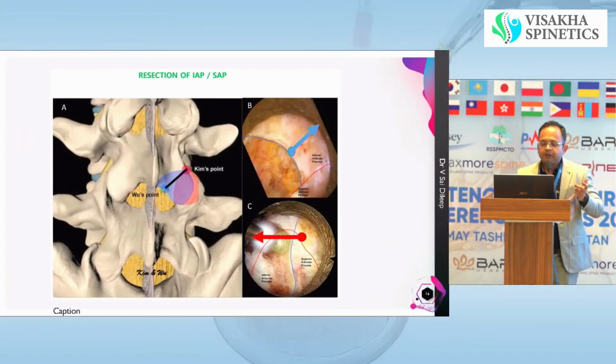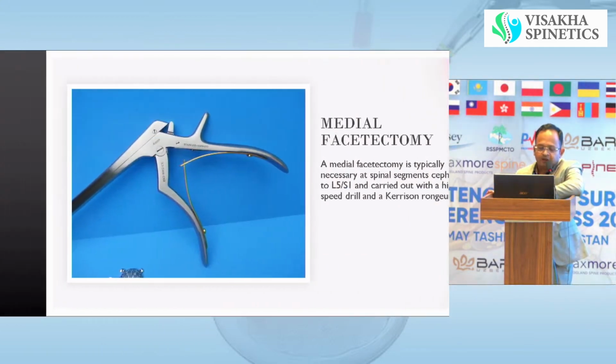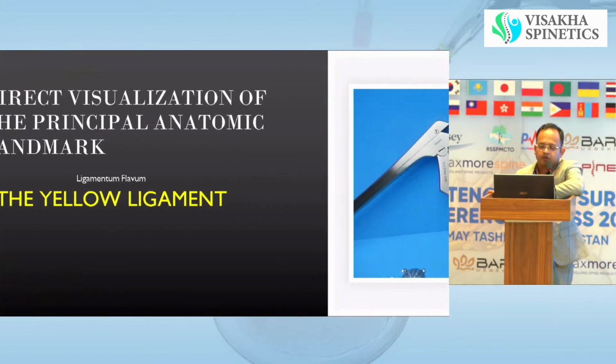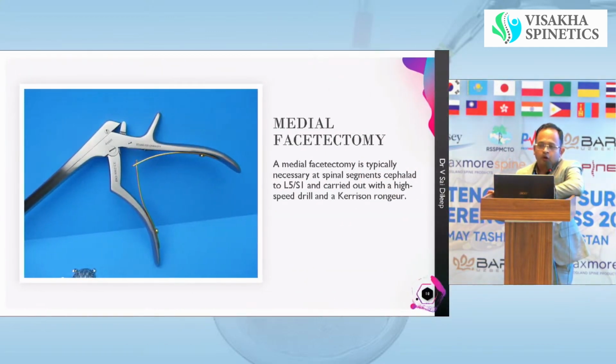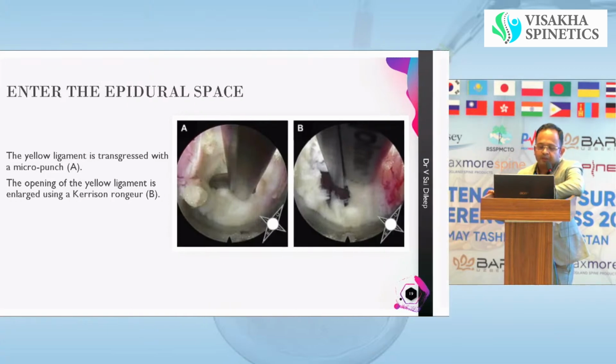So these are the names of the points which have been discussed: Kim's point and Wu's point. Wu's point and Kim's point are very useful to know how much you want to remove the SAP for the fusion for doing endo-TLIF. So after you see the ligamentum flavum, this is only for the interlaminar technique. You want to do a lateral recess or lateral disc, you just do a little amount of facetectomy with a drill or a punch.